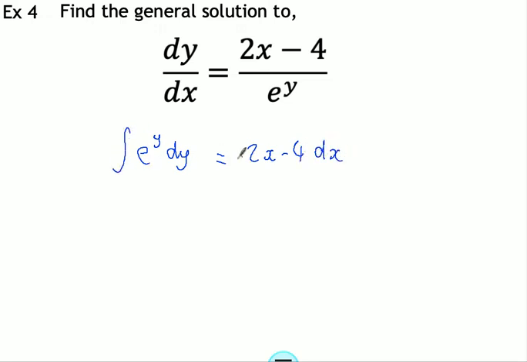Let's integrate both sides. Okay, again, the question could be e to the y equals f of x. It could be y equals f of x. So let's just have a look at how to make this y equals. We're going to have to take natural logs of both sides.